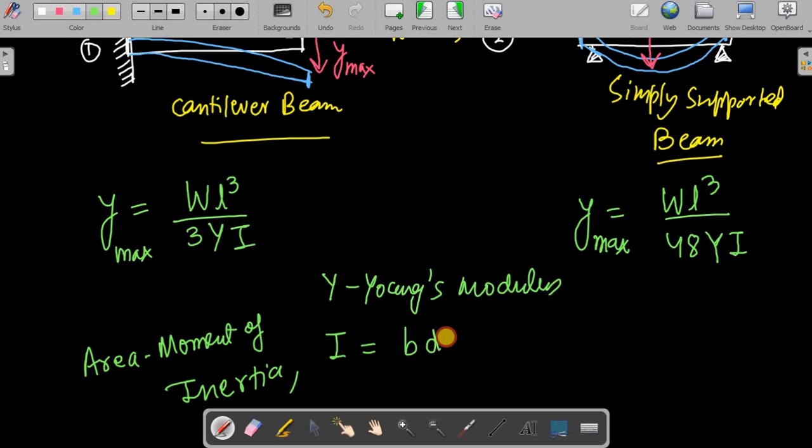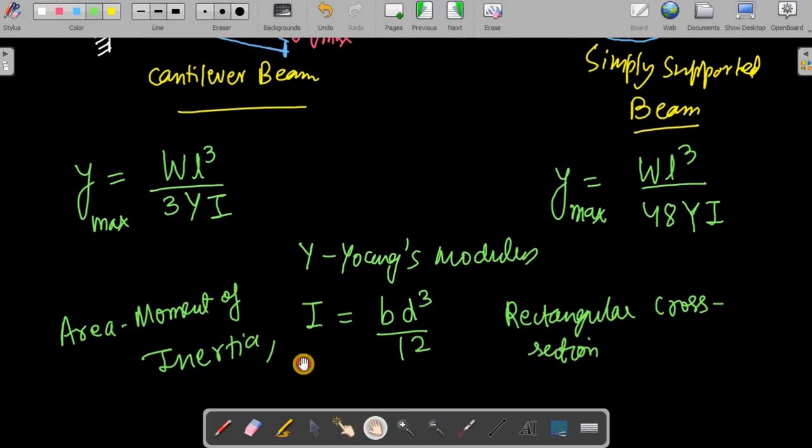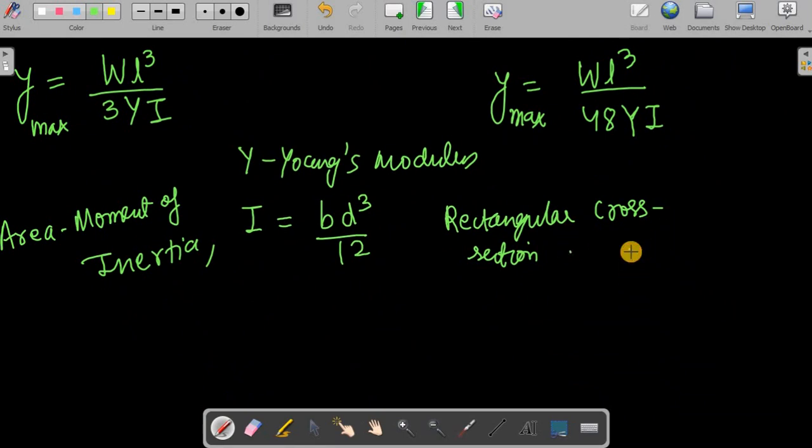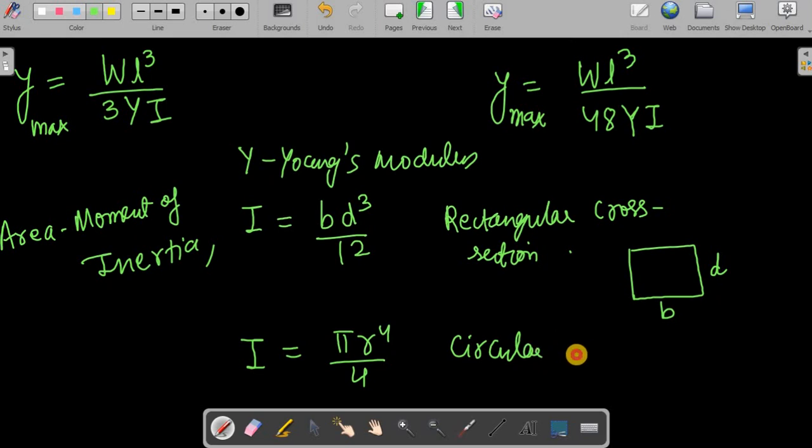So b d cube by 12. This formula is for a rectangular cross section of the beam. For example, suppose the cross section area is like this, so this is B and this is D. Similarly, this I can be written as pi r power 4 by 4. This is for a circular cross section, whose radius is r.